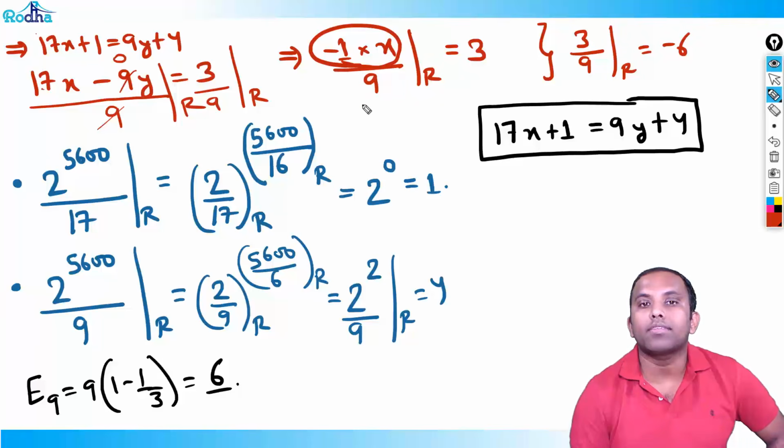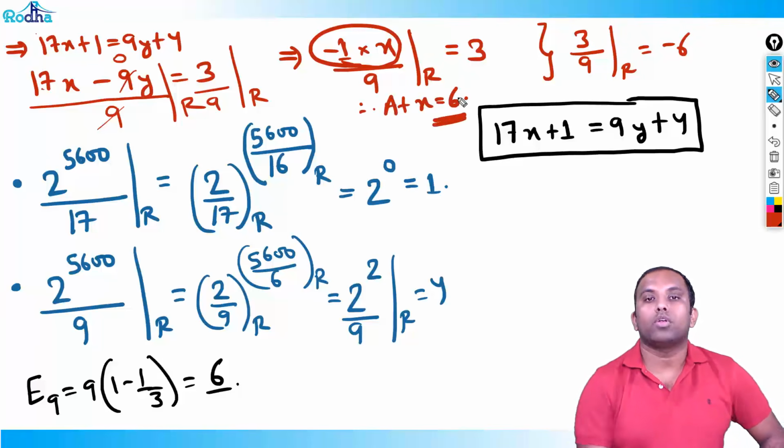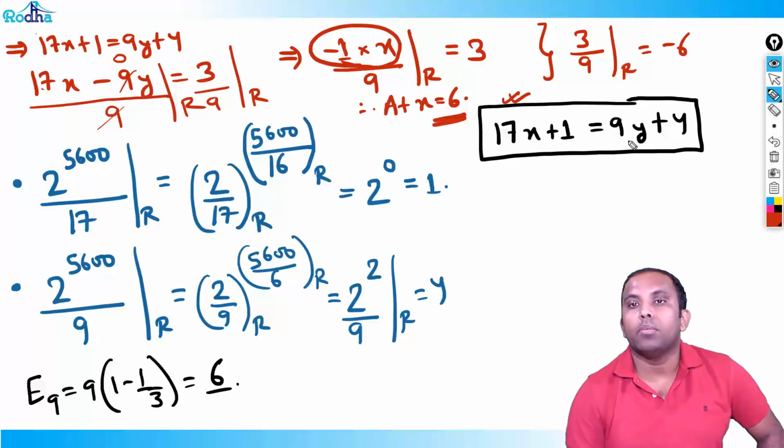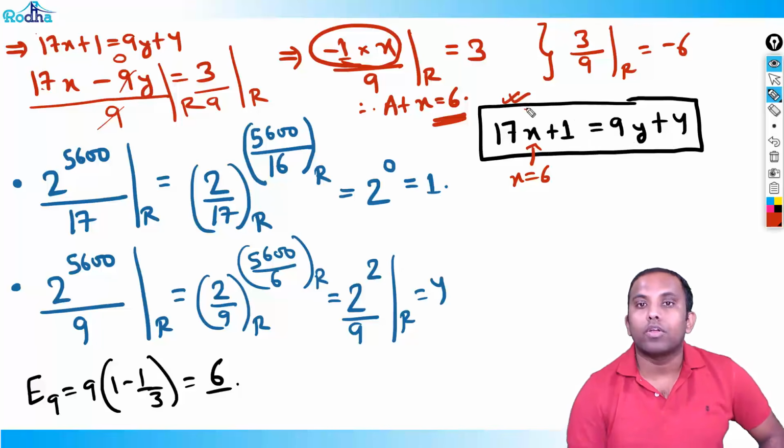When will you get minus 6? At x is equal to 6, right? A very important funda, right? When you write this expression, what we are searching is at what value of x, y will be an integer. Now you put x equal to 6 here. You see y will be an integer automatically, right? If x is 6, your y comes out to be 11, right? So we got that value.